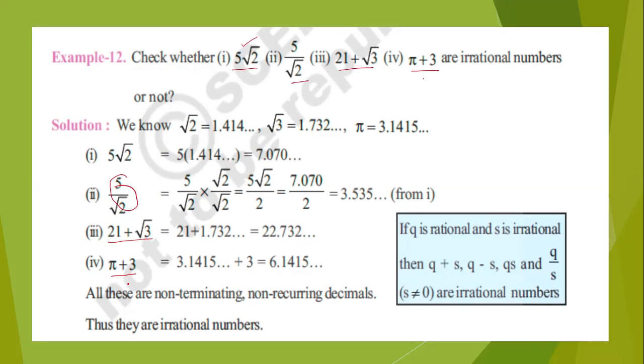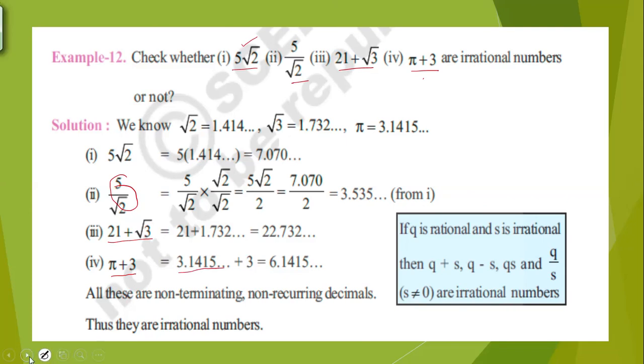Pi plus root pi plus 3. Already in a previous video we have discussed pi. Pi is an irrational number because it is the ratio of the circumference and diameter of a circle. It is always irrational. For our convenience, we can take the value of pi as 22/7 only for the purpose of calculation. Here you may observe the value of pi is 3.1415.